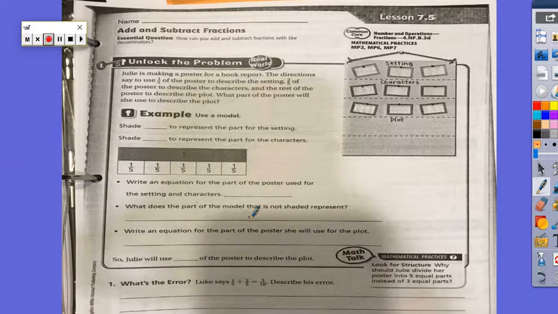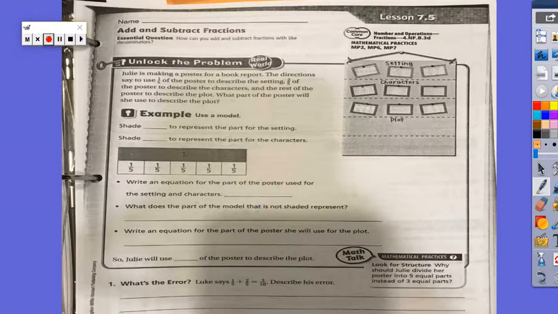Julie is making a poster for a book report. The directions say to use 1/5 of the poster to describe the setting, 2/5 of the poster to describe the characters, and the rest of the poster to describe the plot. What part of the poster will she use to describe the plot? Alright, so we're going to go ahead and use a model to help us.